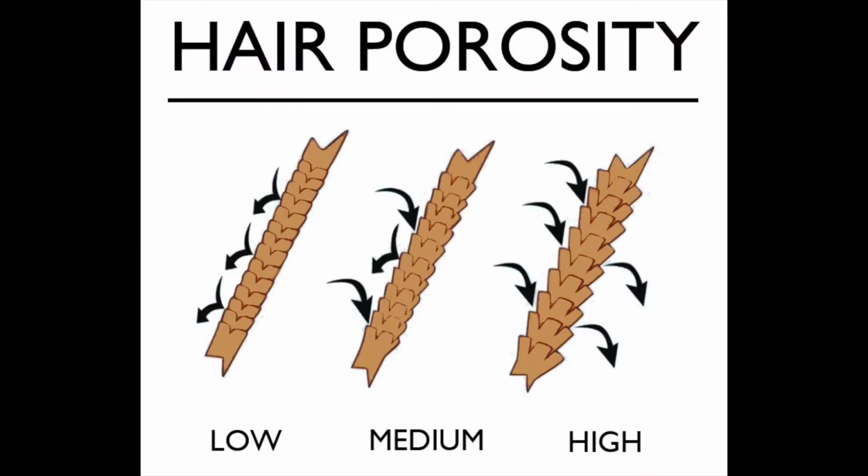So there are 3 different levels of hair porosity. There's low, medium, and high. The porosity of your hair determines how well moisture and oils pass through your hair cuticle. Your hair cuticle is the outermost layer of your hair strand.